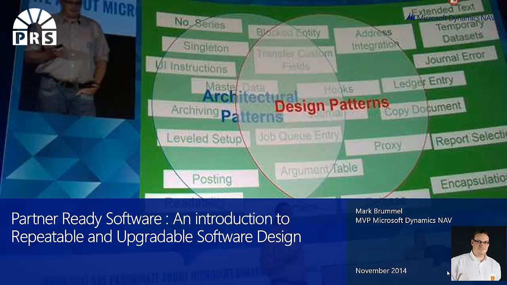My name is Mark Brummel. I'm an MVP for Microsoft Dynamics NAV and co-founder of the Partner-Ready Software Community Initiative. At the end of this video you will have a better understanding of what partner-ready software is and what to expect from watching our videos and reading the blog.